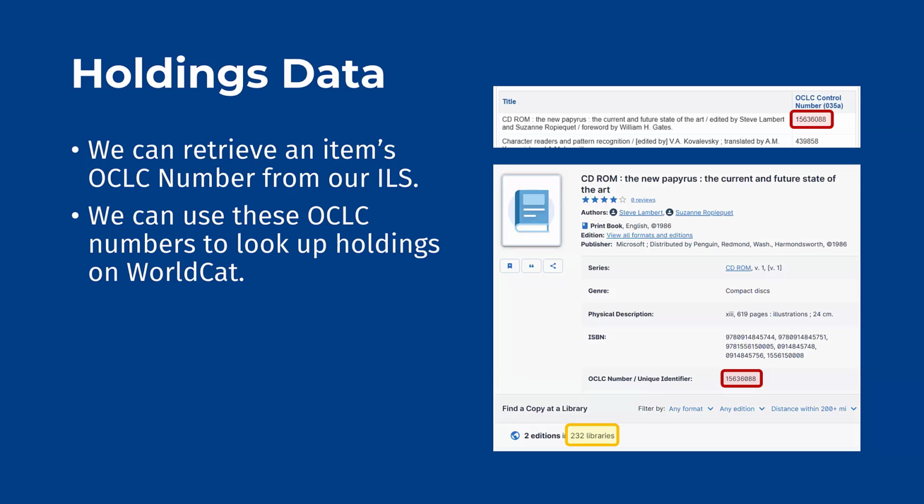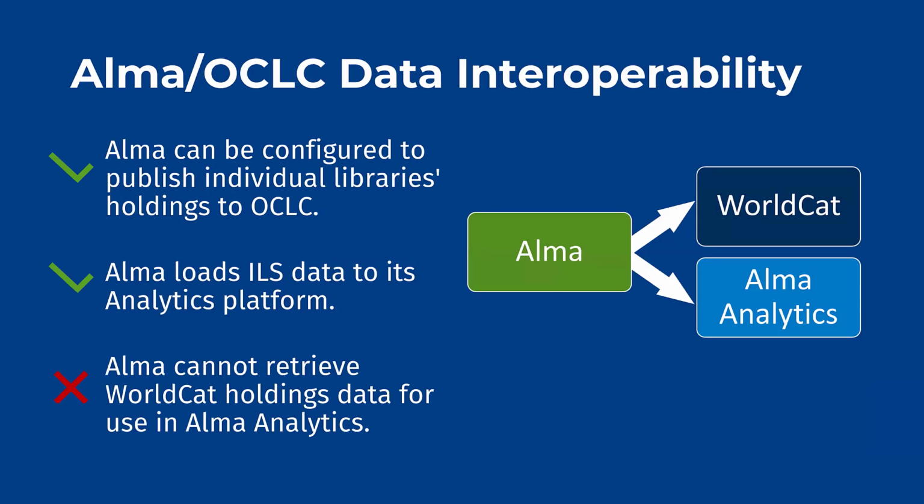Then we know that this number is also in WorldCat attached to a WorldCat record where we can see the number of libraries holding that item. So we know that there's this identifier connecting these 2 data sources. And we know that there is some data interoperability between Alma and OCLC when it comes to libraries holding data. Libraries can configure Alma to publish their holdings to OCLC.